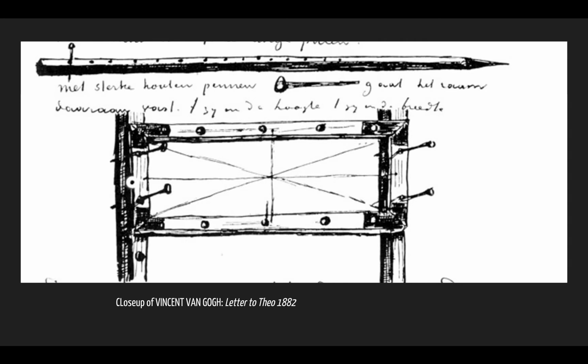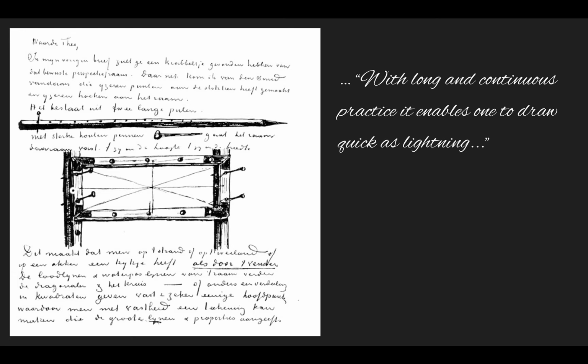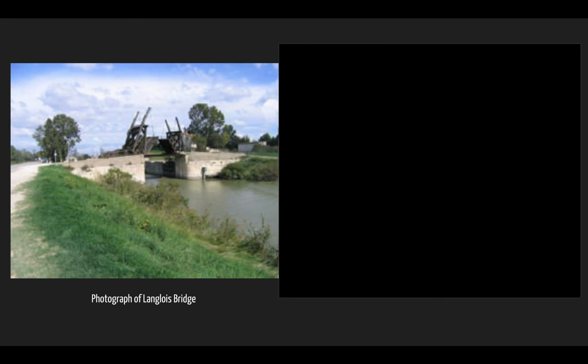Here's a close-up. And in the letter, this has been translated. He writes to Theo, so on the shore, or in the meadow, or in the fields, one can look through it as through a window. The vertical lines and the perpendicular line of the frame certainly give a few basic markers, with the help of which one can make a firm drawing. With long and continuous practice, it enables one to draw quick as lightning.